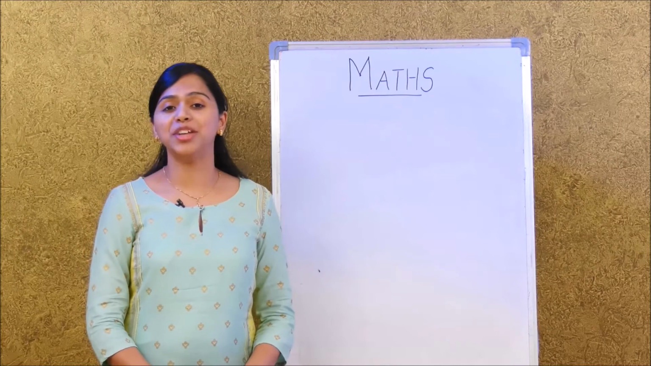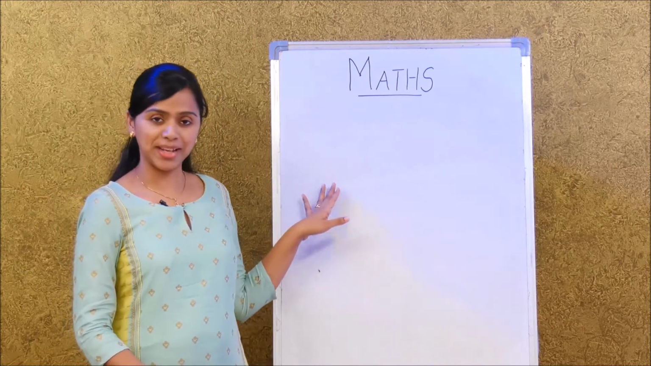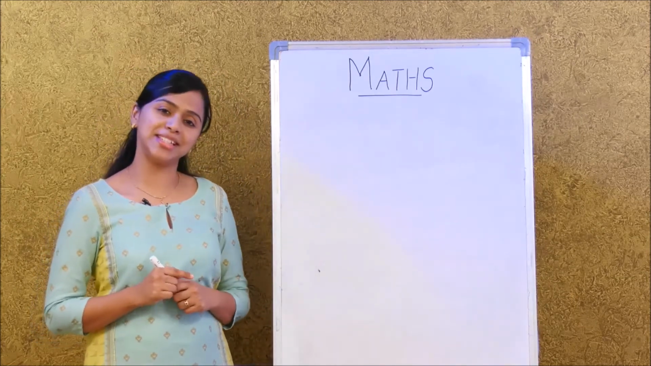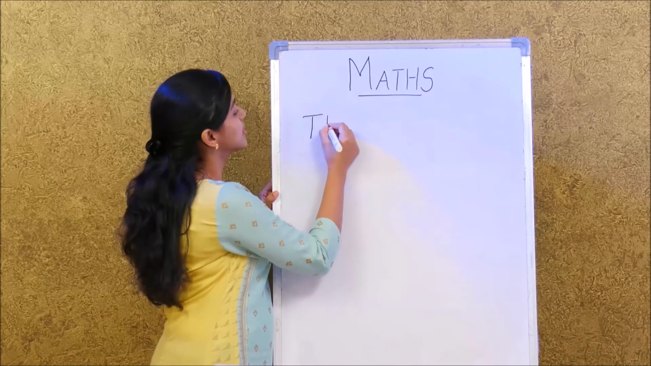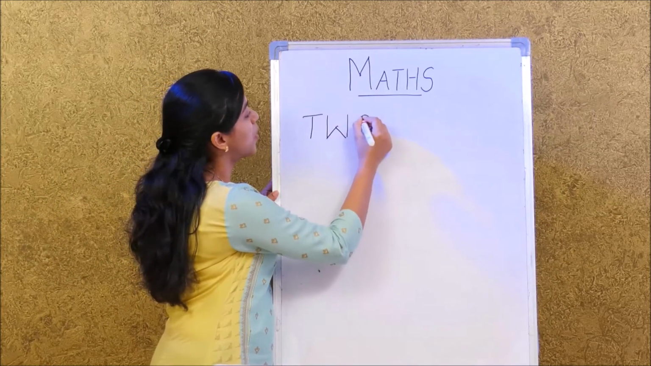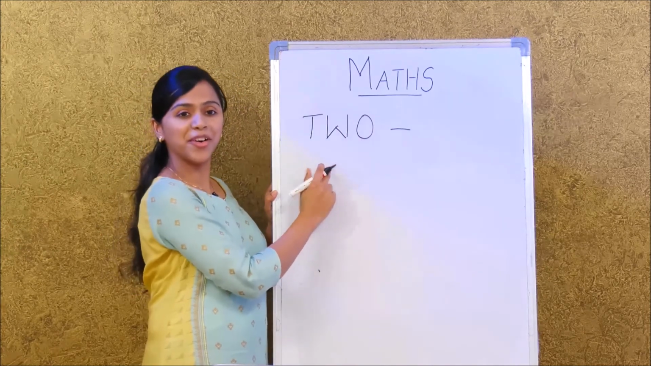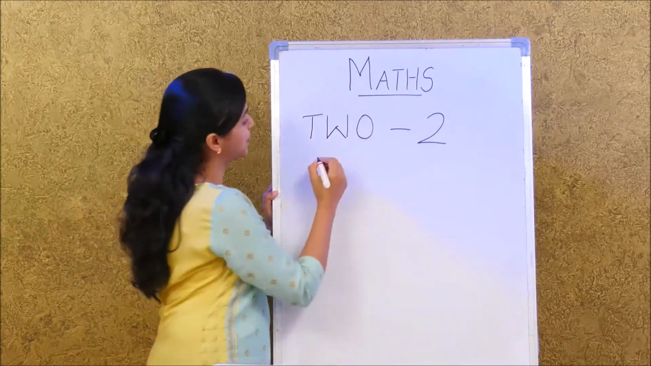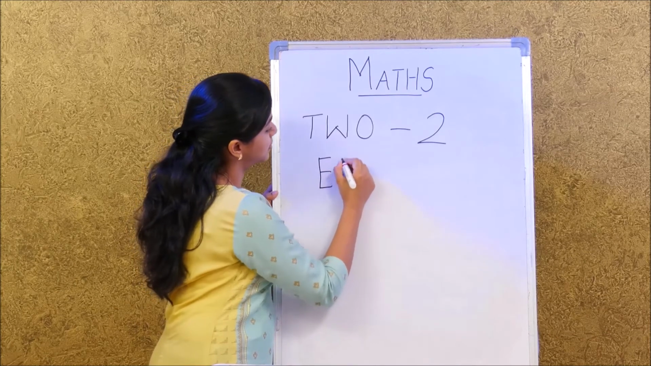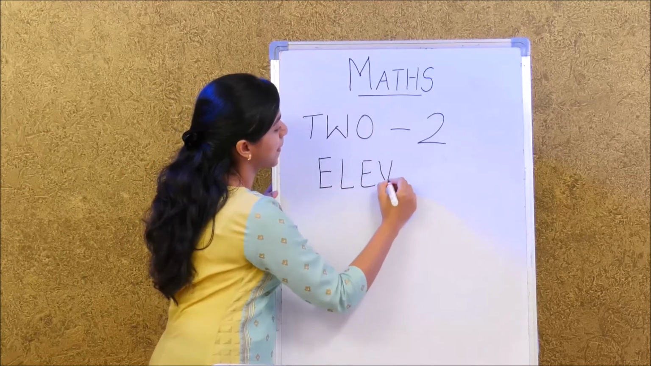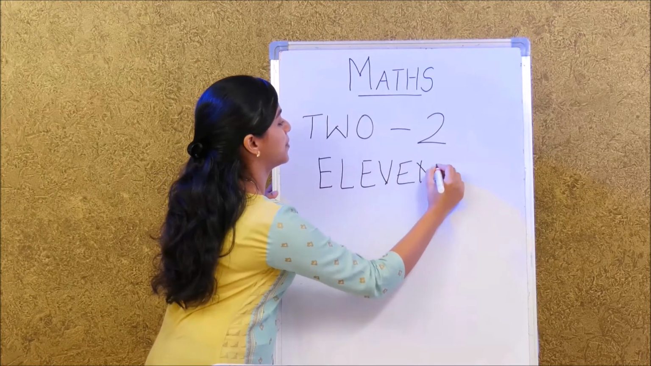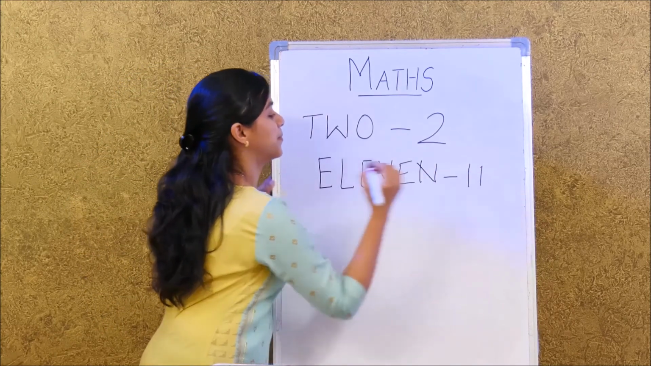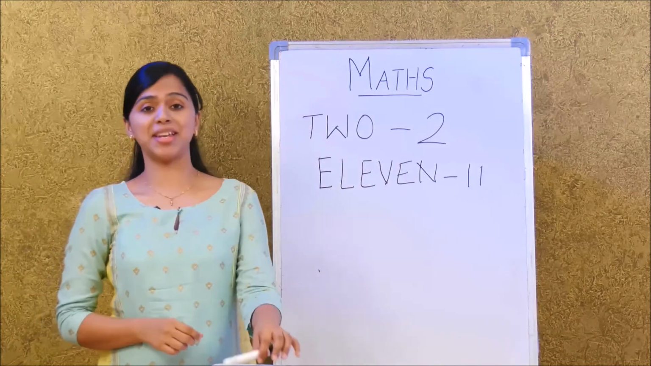Now I'm going to write a few numbers on this board, their number names, and you have to tell me which number they belong to. Okay? Let me try with an easy one. Can you tell me what number is this? Number name for 2. Very good. Now let me try another one. What about this? This is 11. Very good. So, I believe you remember all the number names very well.